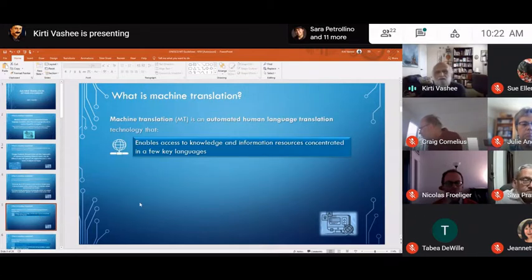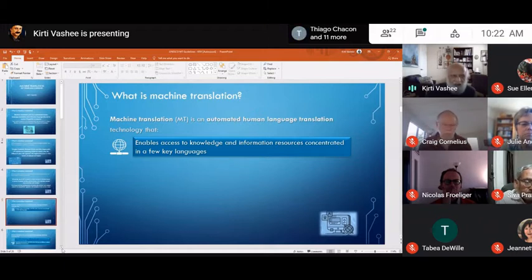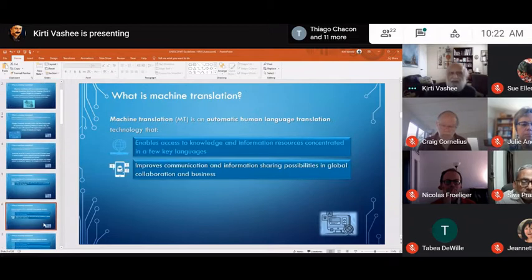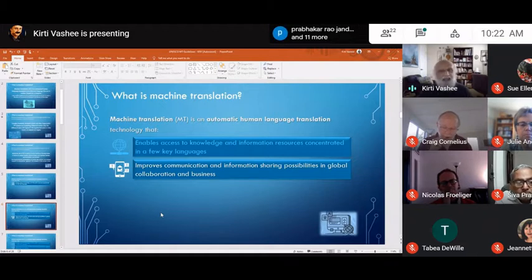So again, if we look at what machine translation is, it's a way to access knowledge and information resources that are concentrated in just a few languages. And it allows you to share them in many more languages. It improves communication and information sharing possibilities in any kind of global collaboration or business setting. So government, right down the center of the UNESCO mission, of education and community value resources. It is a technology that enables this to be done at scale.